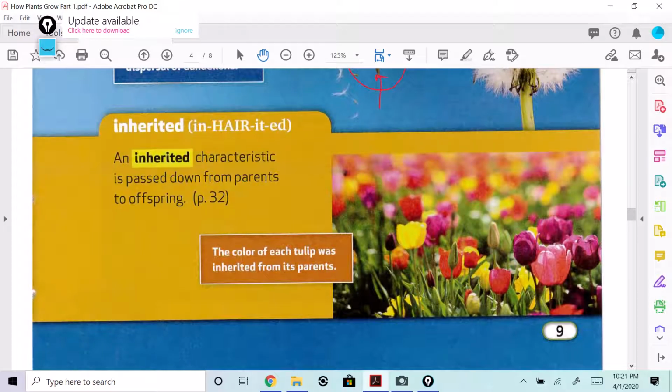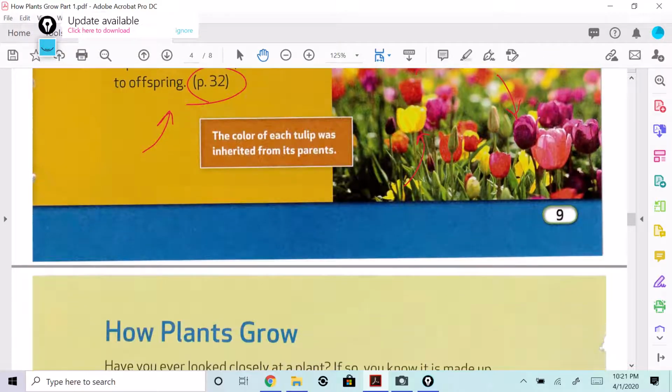Inherited. An inherited characteristic, right, is passed down from parents to offspring. And that can apply to seeds as well and plants. The color of each tulip was inherited from its parents, right? So, purple parents, red parents, yellow parents. All right? So here we go.